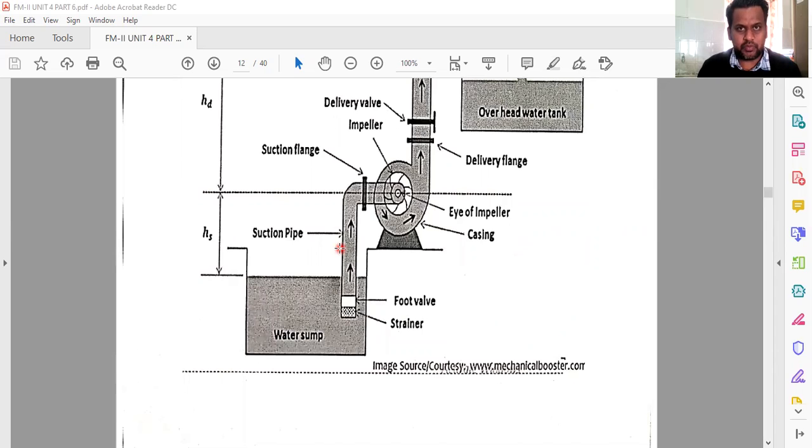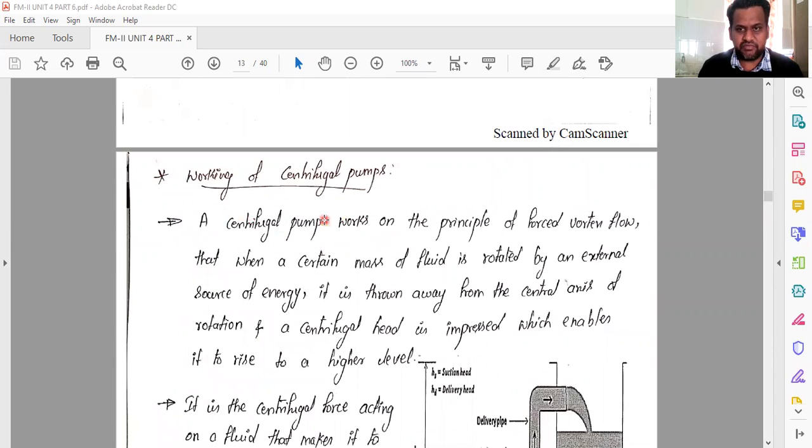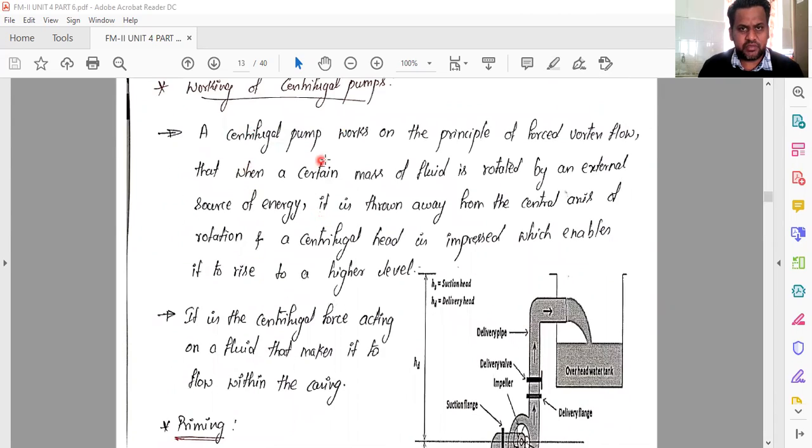ठीक है. Hope आपको revision समझ में आ गया. Okay, let's start with the working of the centrifugal pump. See, a centrifugal pump works on the principle of forced vortex flow, that when a certain mass of fluid is rotated by an external source of energy, it is thrown away from the central axis of rotation, and the centrifugal head is impressed, which enables it to rise to the higher level.